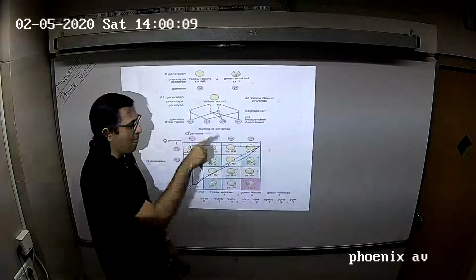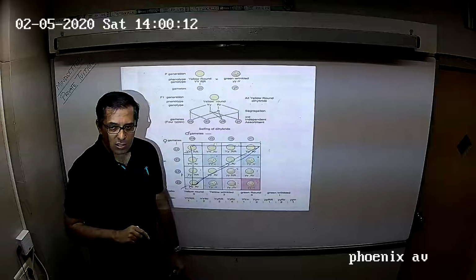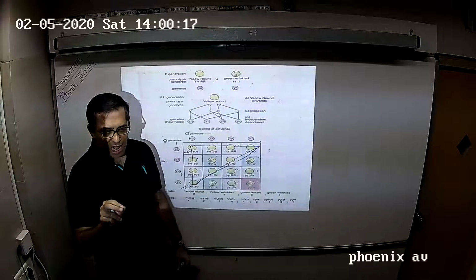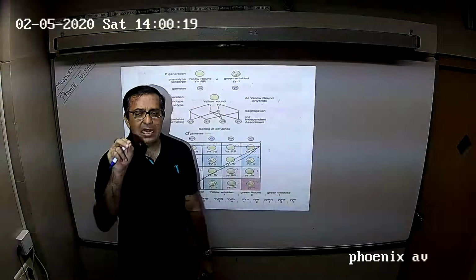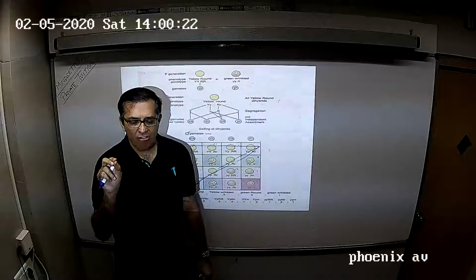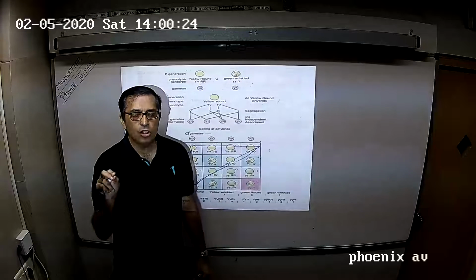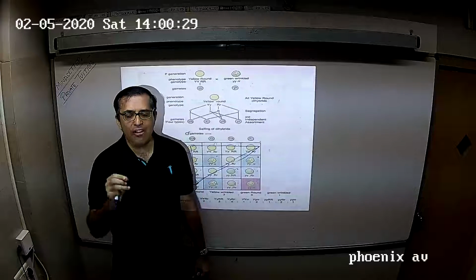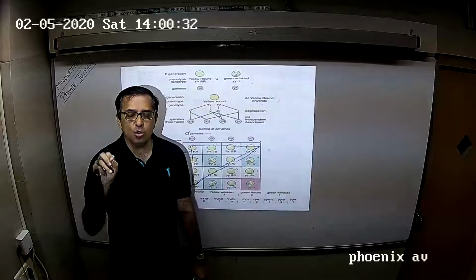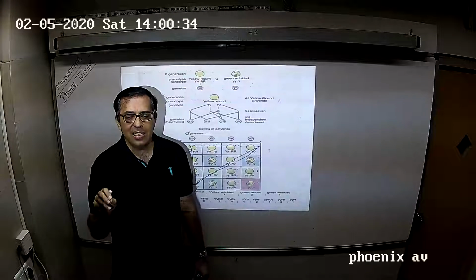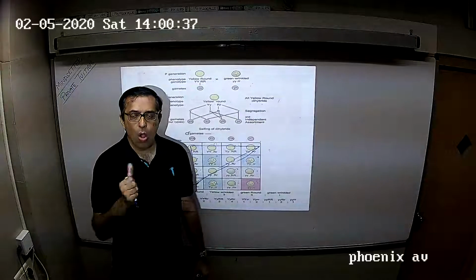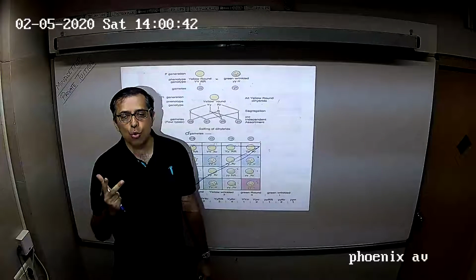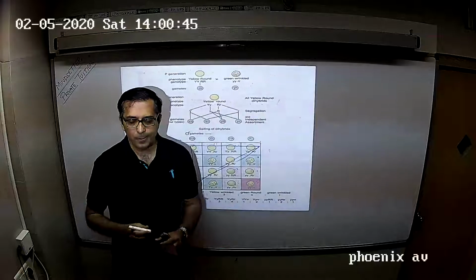So this is Mendel's dihybrid cross, and we got a monohybrid ratio and a dihybrid ratio. Mendel's monohybrid ratio was phenotypically 3 is to 1, genotypically 1 is to 2 is to 1. Mendel's dihybrid phenotypic ratio 9 is to 3 is to 3 is to 1. Mendel's dihybrid genotypic ratio 1 is to 2 is to 2 is to 4 is to 1 is to 2 is to 1 is to 2 is to 1.